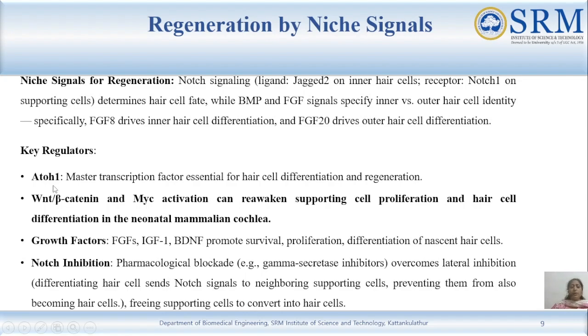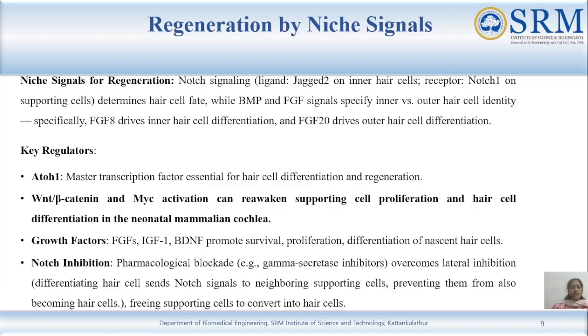First is the ATOH1 molecule. So, this is a master transcription factor which is essential for hair cell differentiation and regeneration. Next is the Wnt beta-catenin and the MYC activation, which can reawaken supporting cell proliferation and hair cell differentiation in the neonatal mammalian cochlea. Next, there are also some important growth factors, some of which we discussed here. So, FGF, IGF-1, BDNF promote the survival, proliferation, and differentiation of nascent hair cells.